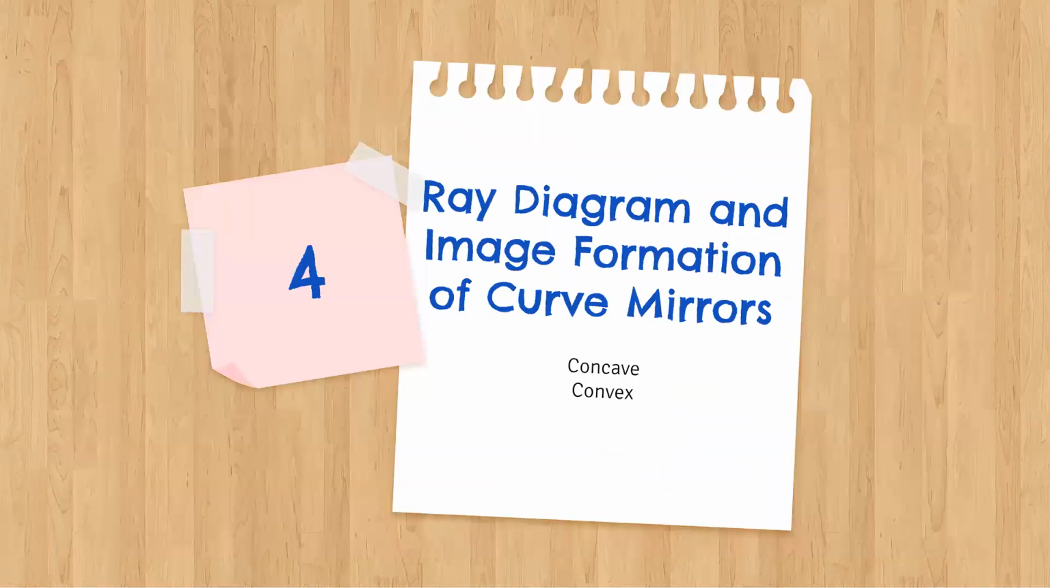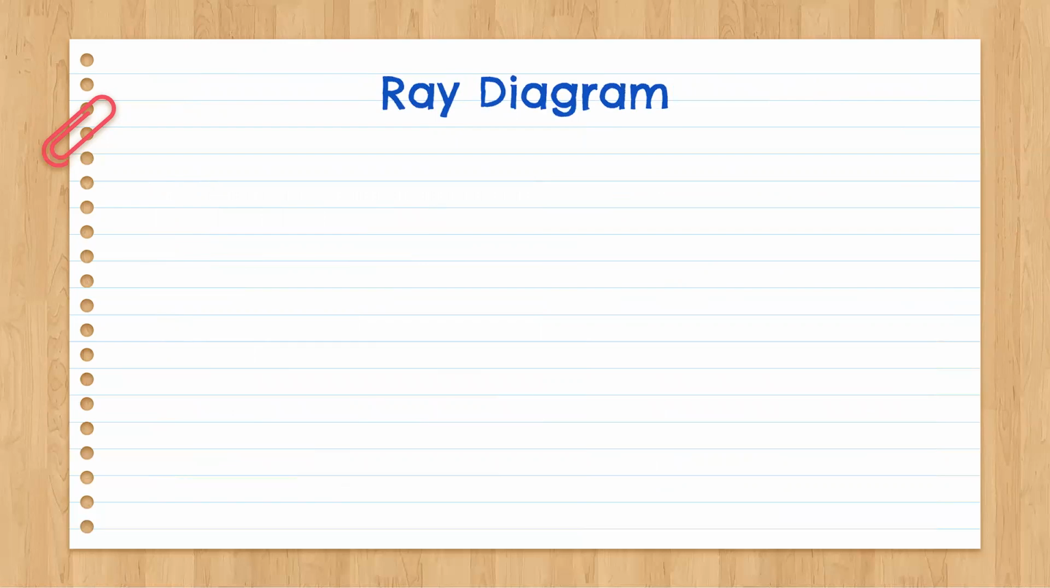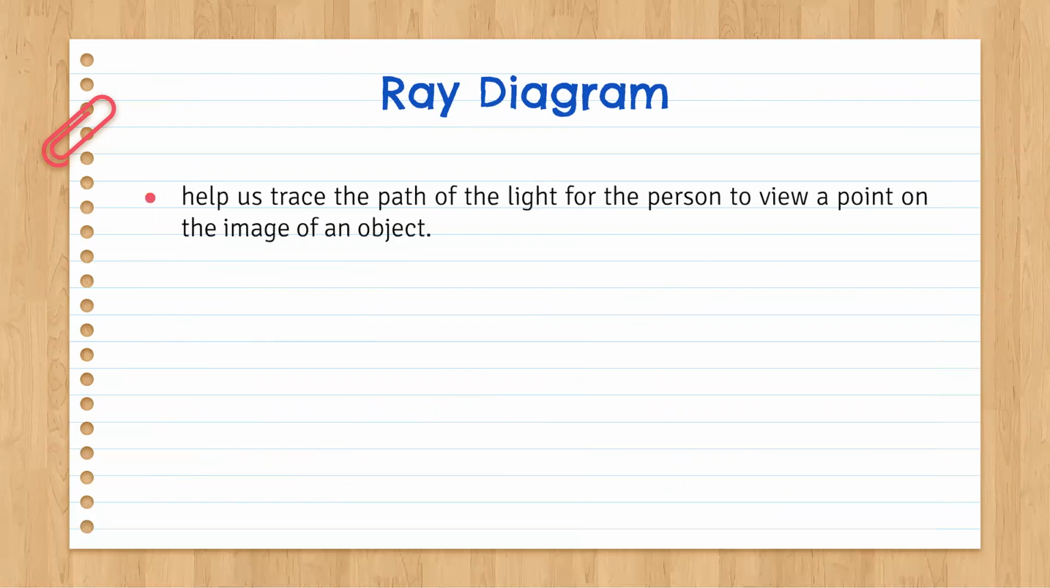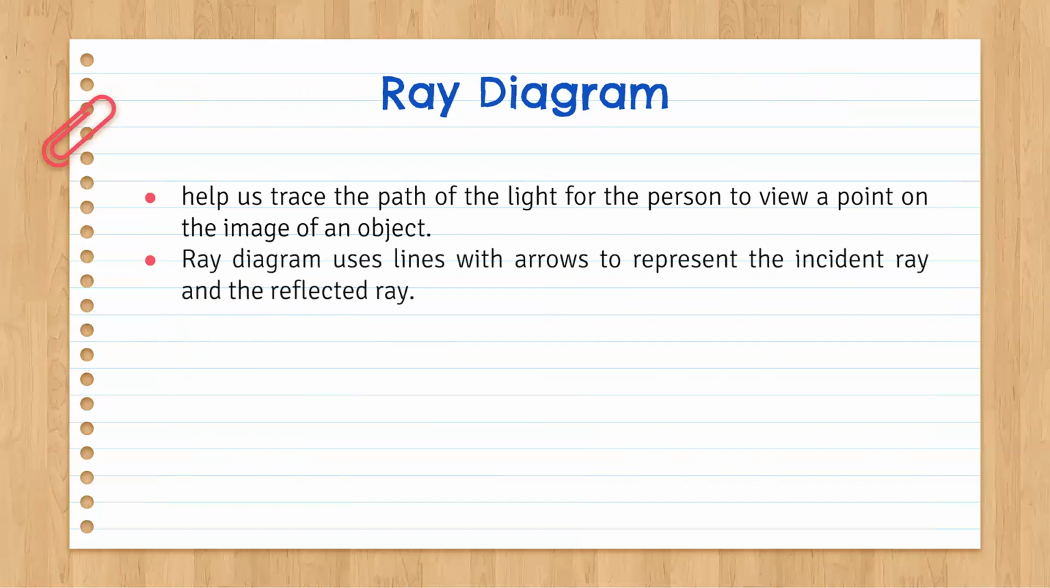Now, let's try the ray diagram and image formation for curved mirrors. So what is ray diagramming? What is the purpose of ray diagramming? Now, a ray diagram helps us trace the path of light for a person to view a point on the image of an object. So it shows the path of light through the use of an arrow. A ray diagram uses lines with arrows to represent the incident ray and the reflected ray.